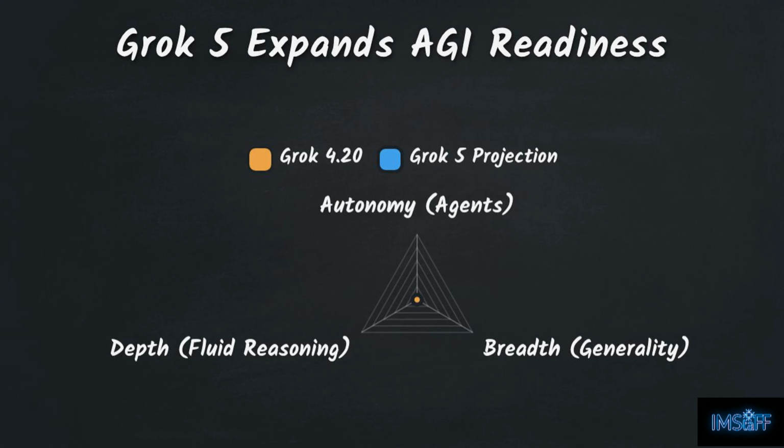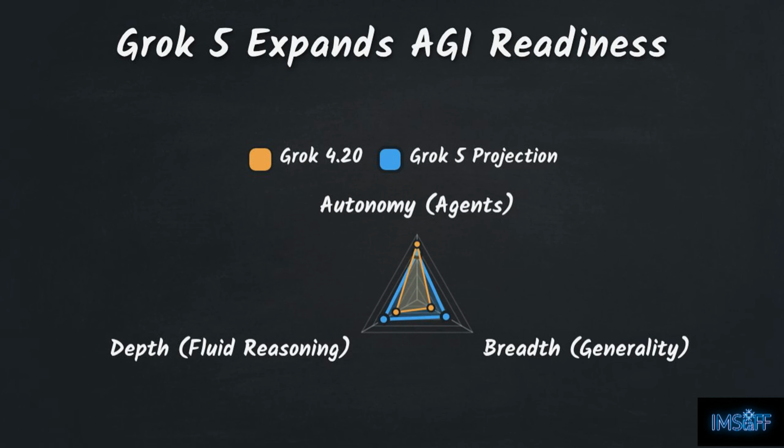Grok 4.20 creates an unbalanced shape. It reaches far into the autonomy dimension due to its agents, but remains compressed on the depth and breadth axes. Because the system's high autonomy is anchored by a lower fluid reasoning score of 38%, our structured estimate for Grok 4.20 is 30% AGI readiness.